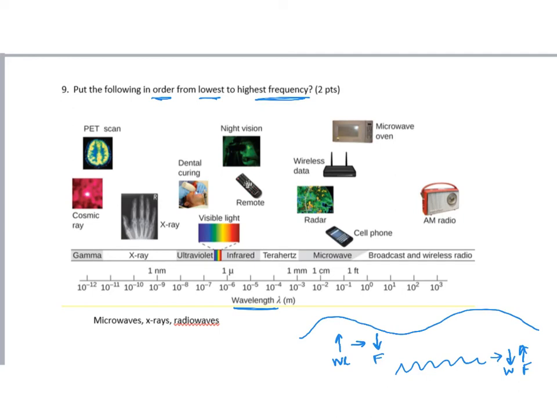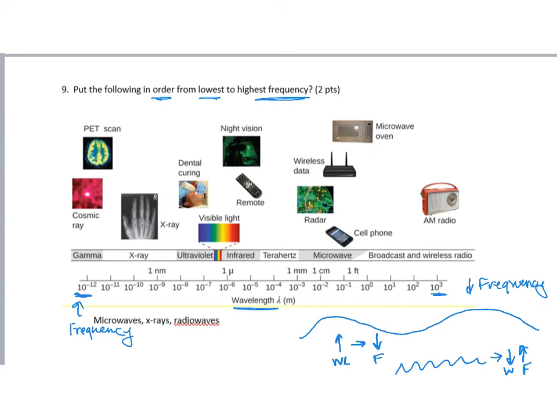So if we go across from gamma to the broadcast and wireless radio, we can see that wavelength is increasing, right? 10 to the negative 12th is much less than 10 to the third, right? 10 to the third is 1,000, and 10 to the negative 12th is a very low number. So if this is a very low wavelength, this will be very high frequency. This would be low frequency at this end. Okay, so hopefully that helps you with that.